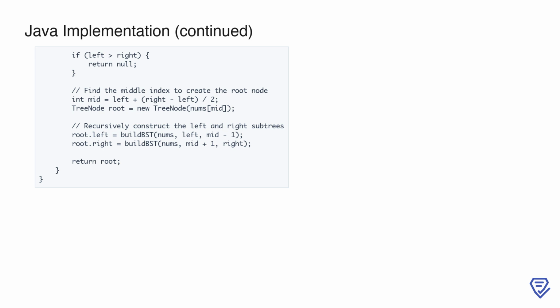After that, we recursively build the left and right subtrees. For the left subtree, we use the range from left to mid - 1, and for the right subtree, we use the range from mid + 1 to right. Finally, we return the constructed root node, which links the entire tree together as the recursion unwinds.